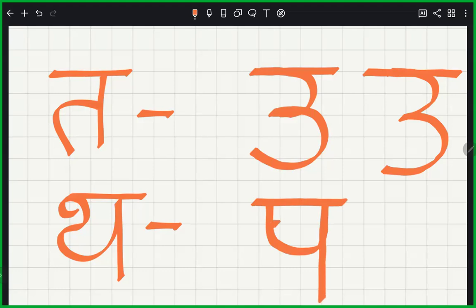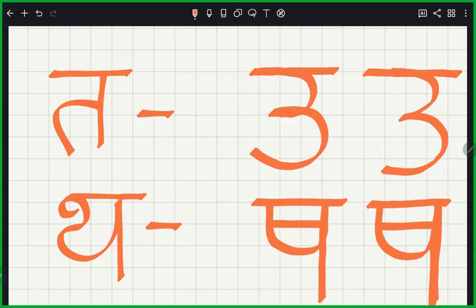And then we draw a line parallel to the Shirorekha like this. This makes it tha. If you remember, Sh in Devanagari looks like this, but here in Sharda we have tha looking like this. So I'm drawing this like figure here, a vertical stroke that goes down. Then a line parallel to the Shirorekha. This is tha.